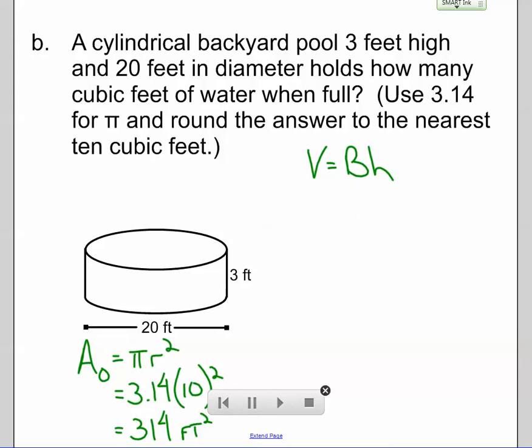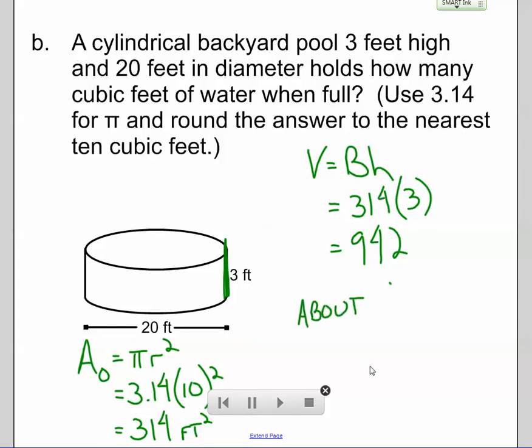All right, so that's the number we're going to plug in for area of the base, and the height is just the distance between the two circles, which is 3. So we get 942 cubic feet. Remember, it's square feet times feet. That's cubic feet. So when we round it, because they want us to round it to the nearest 10 cubic feet, we'll say about 940 cubic feet.